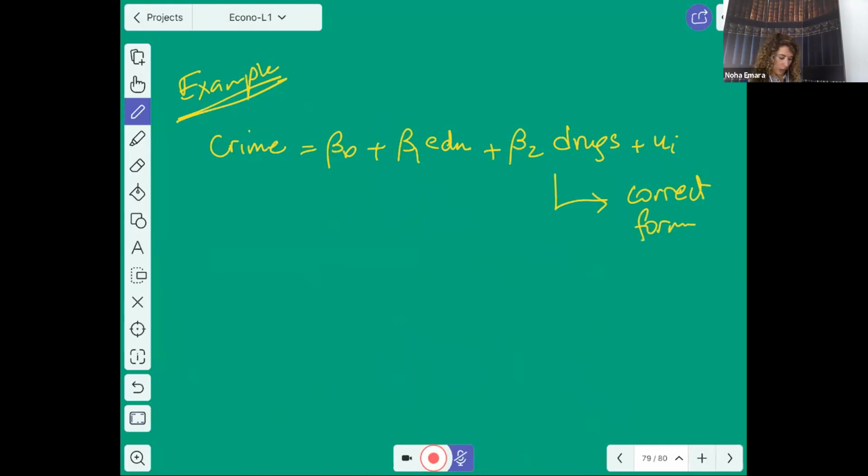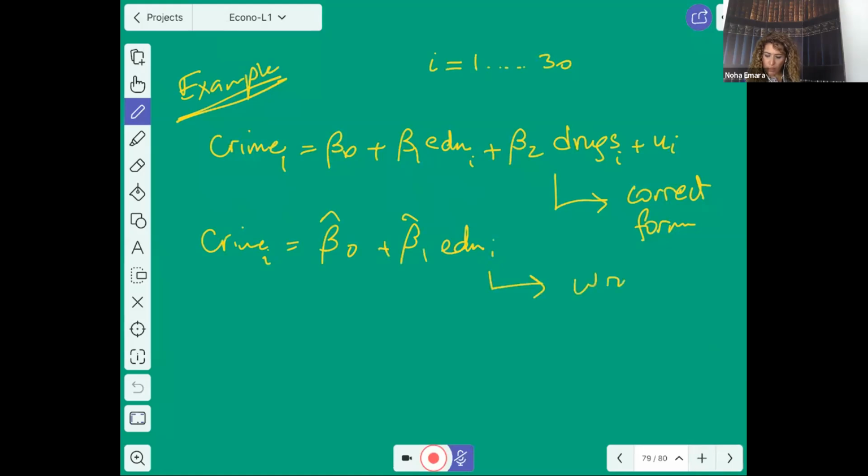Now, suppose that I have a group of districts. So I have districts, district 1 all the way to district number 30, for example. And now suppose that you decided to estimate this model, which is beta hat naught plus beta hat 1 education, and this is the wrong form. Why wrong form? Because I omitted drugs from the model.